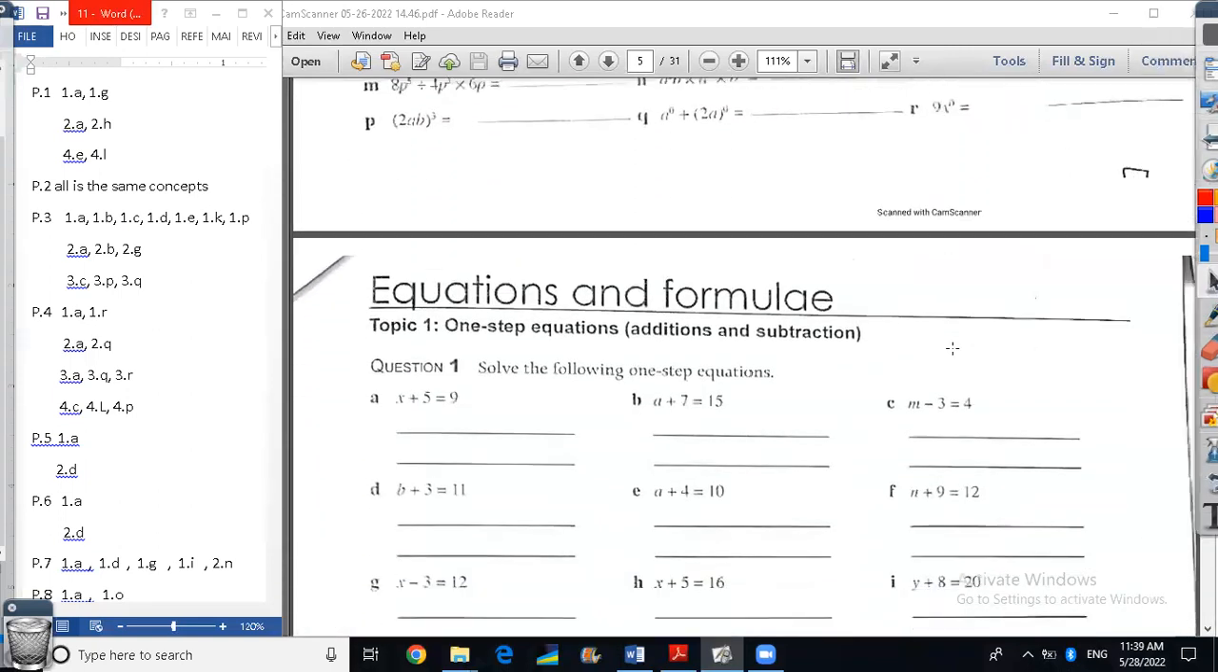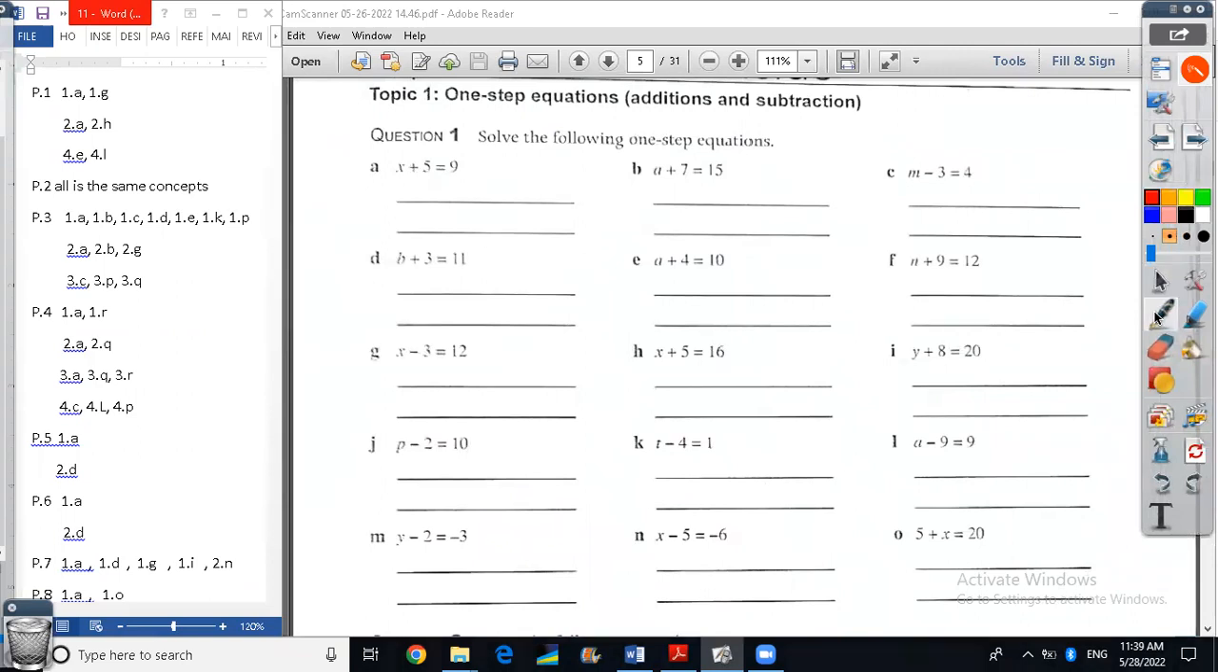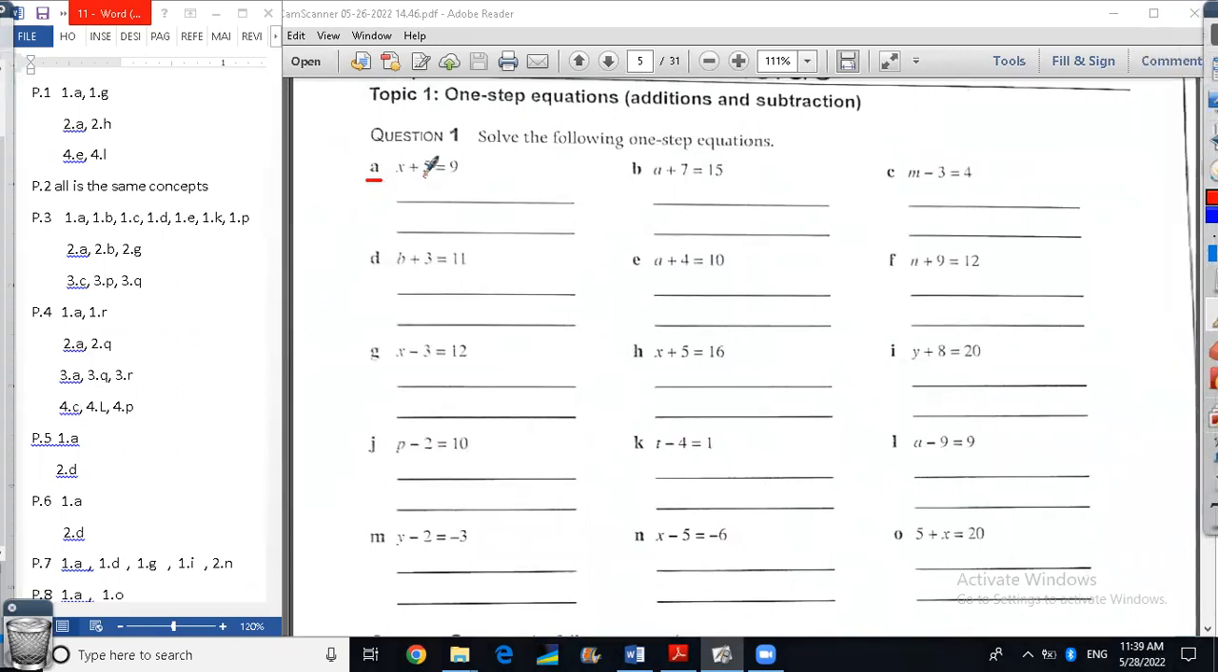Page 5, solving equations. It's a one-step equation, very easy. Page 5, 1a. Oh, mister, it's very easy. I can do it mentally. X equals 4. Yes, we know this, but let's take it step by step, please, because it's going to get complicated in a while, or maybe in another lesson.